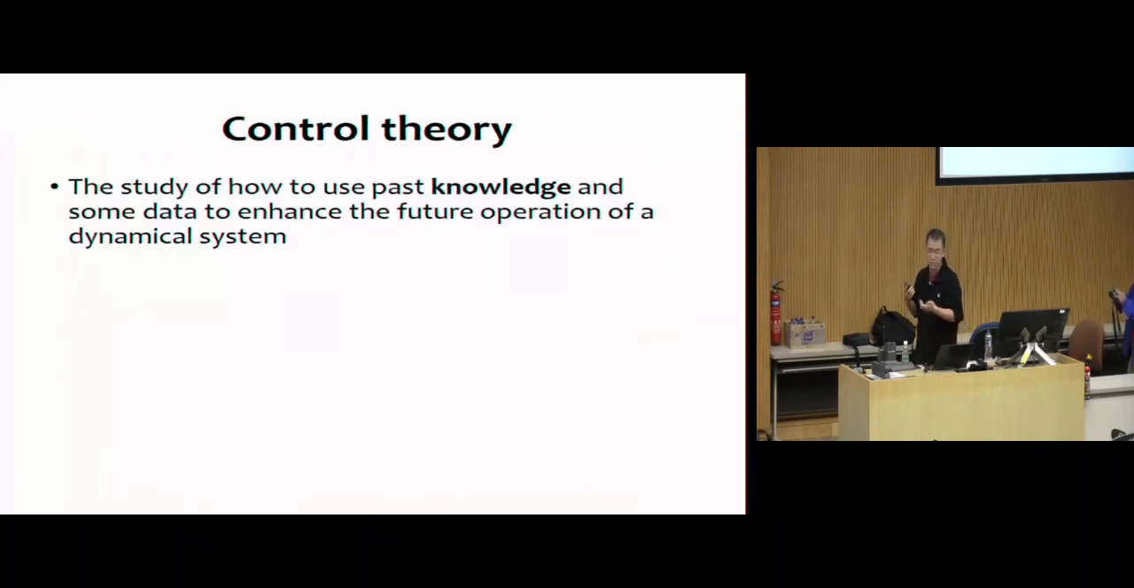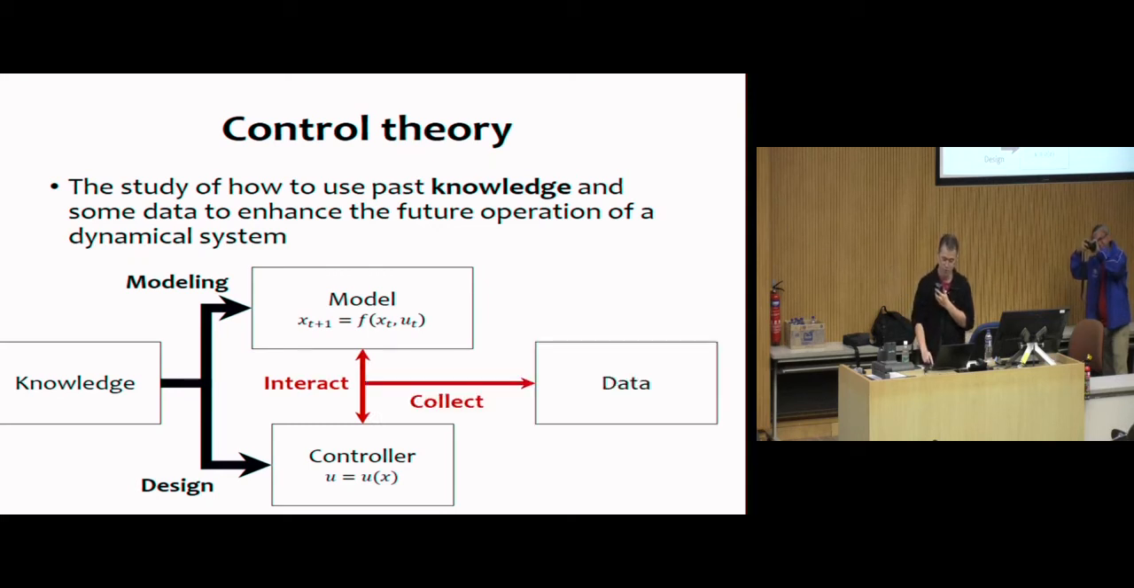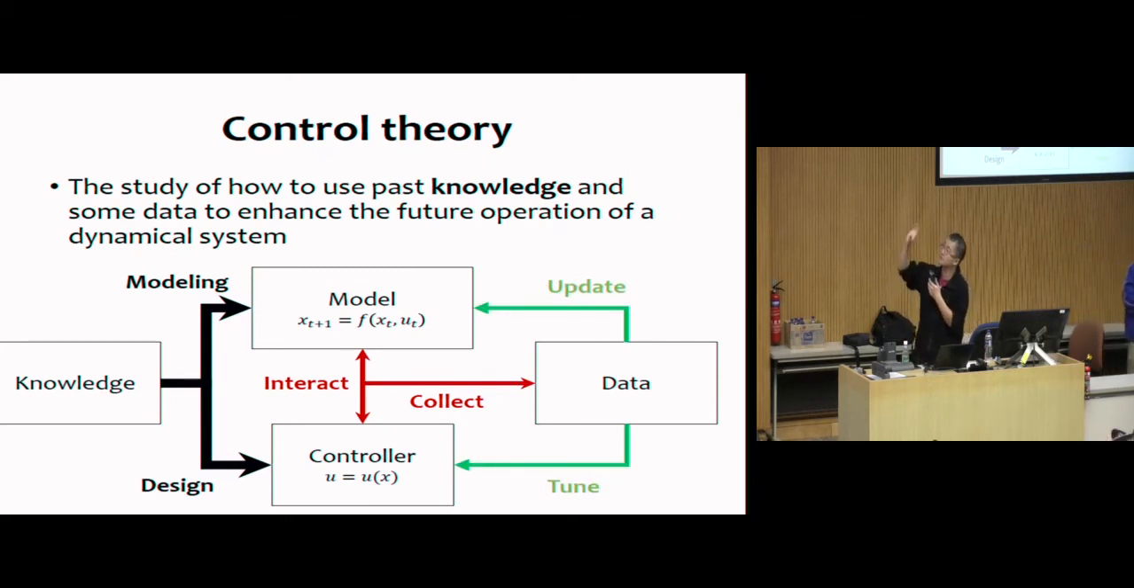One is the control community. Basically, they use knowledge, which is the most important for them, and also some data in order to enhance the future operation of a dynamic system. If you look at the image, I have some knowledge, and I focus on the modeling and designing the controller. Then the model and the controller can interact with each other, and in this procedure I can generate some data. This data can be used to update the model and to tune the controller. So this is the control community.